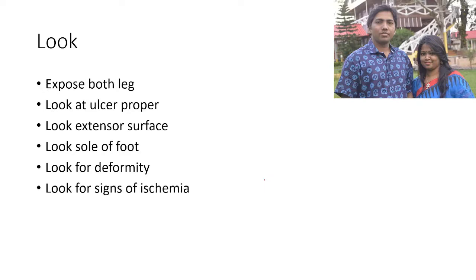And look for signs of ischemia. The signs of ischemia are possible in an ischemic or arterial ulcer. There will be shining of the nail, there will be transverse lines on the nails. The nail will be brittle, or the skin will be shiny and thin. There will be loss of hair. So look for signs of ischemia.